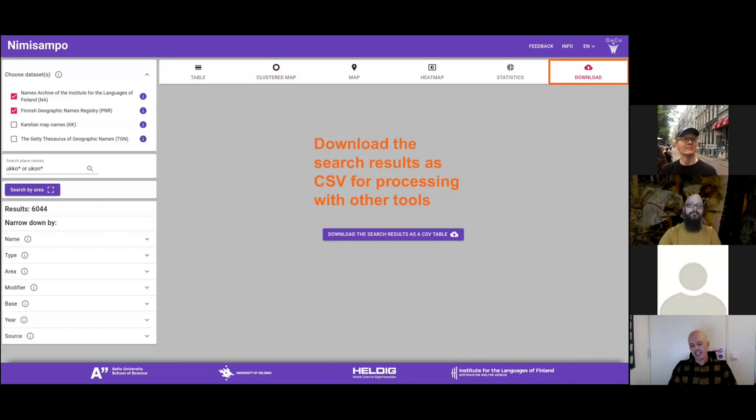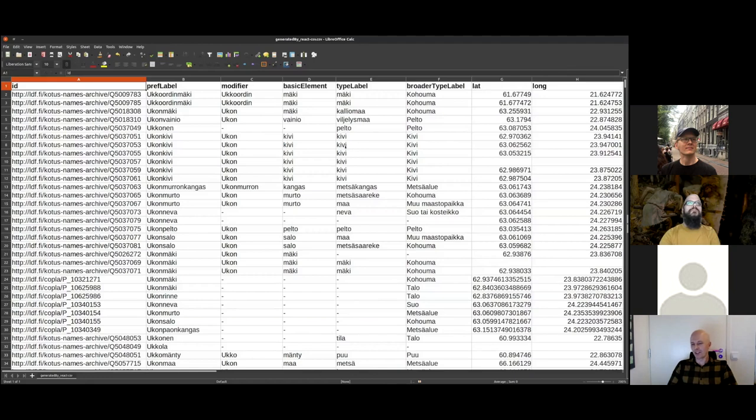And finally, I'm able to download the search results as a CSV for processing with other tools. Here's a quick example of what the raw data actually is. It's a pretty simple format: one place name record is on one row, and then you get all the different properties and the exact coordinates if they are available in the original data.